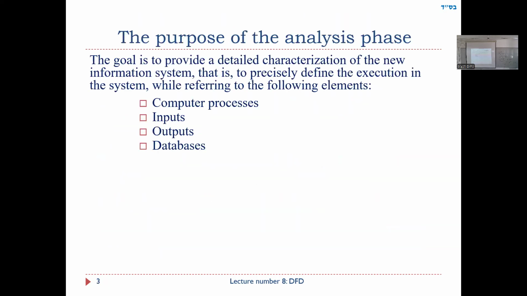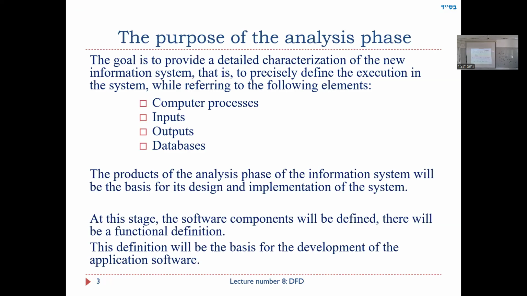Okay. The purpose of the analysis phase, the goal is to provide a detailed characterization of the new information system. That is to precisely define the execution in the system while referring to the following elements: the computer processes, the inputs, the outputs, and the database. Those are going to be the 4 parts of our diagram: the process, the inputs, the outputs, and the database. The product of the analysis phase of the information system will be the basis for the design and implementation of the system.